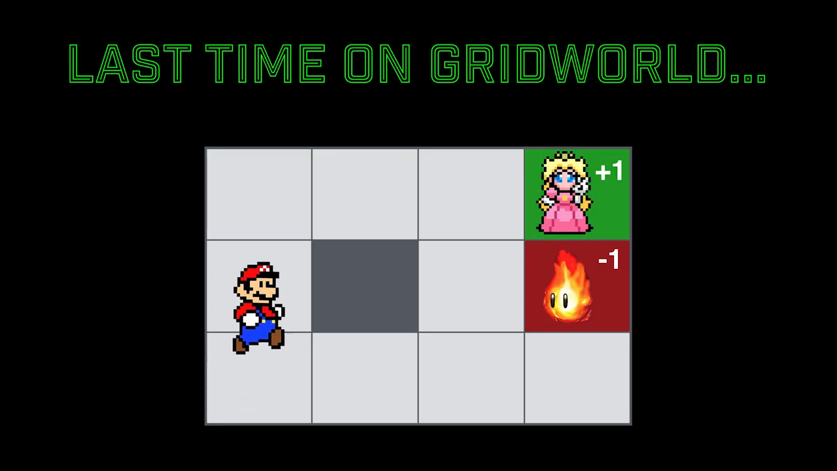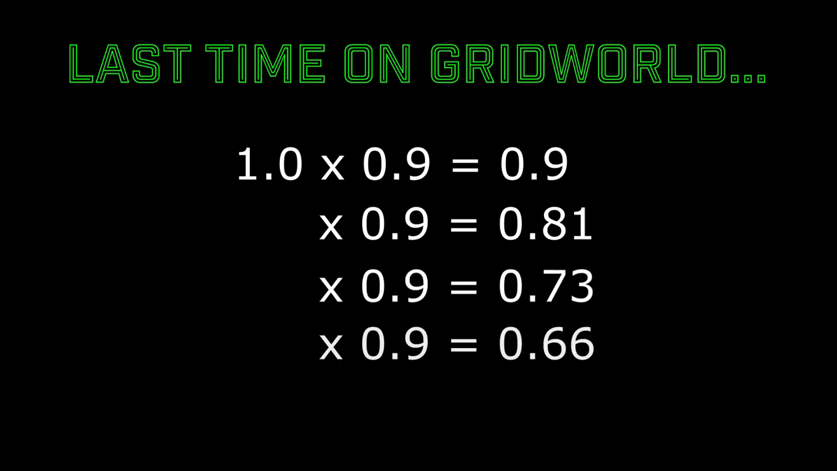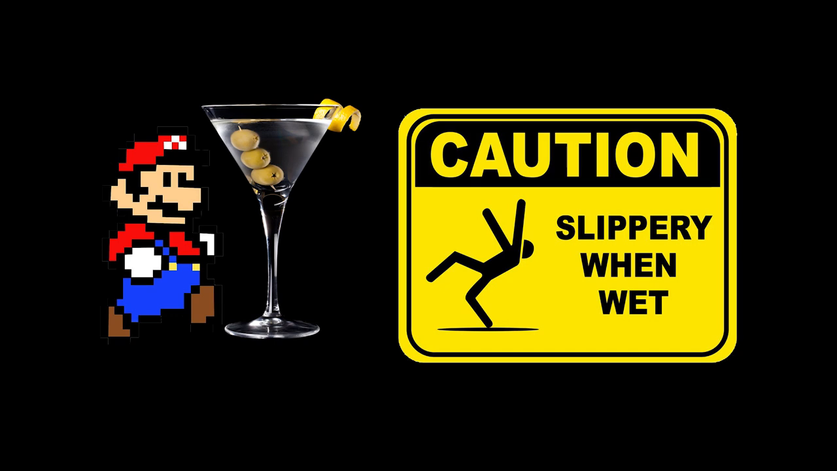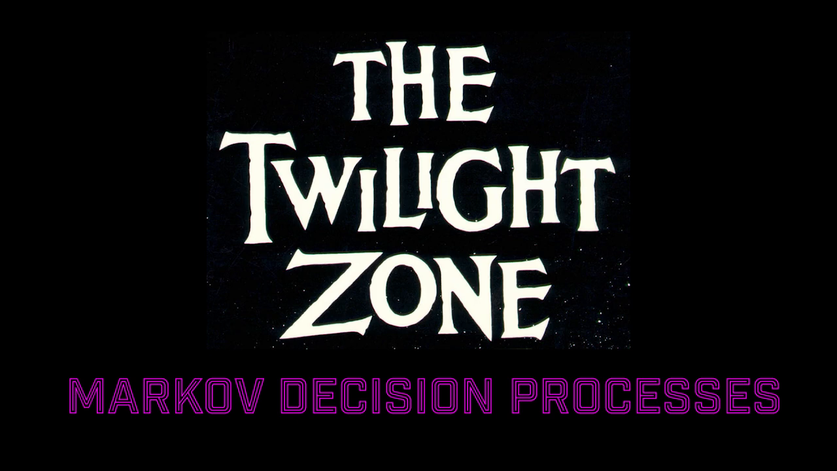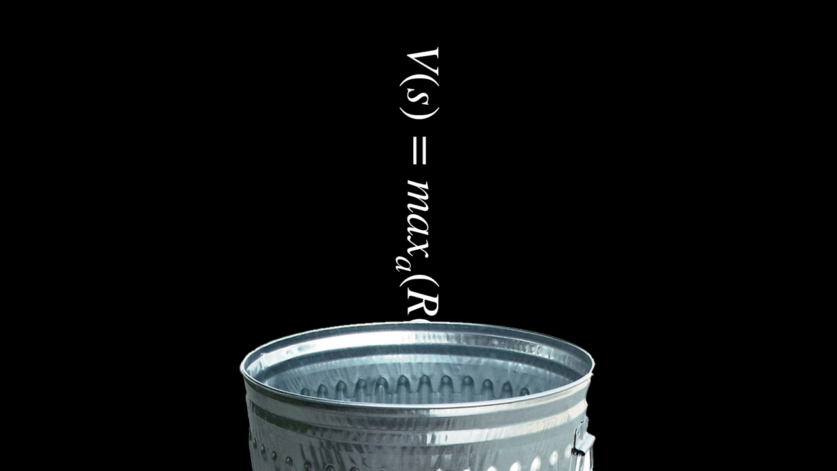Last time on Grid World, we left off in a perfect world where our avatar Mario obeyed our every command, and values of states were easy to calculate by multiplying the reward by our discount factor gamma. Then, our avatar discovered something called booze and started making mistakes. Then, the janitor mopped the floor with lubricant, leaving everything slippery. As a result of this madness, we no longer have a perfect grid world. We have entered the twilight zone of stochastic Markov decision processes, and our trusty Bellman equation will no longer work.